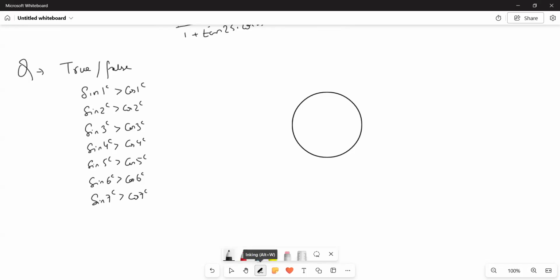So suppose we have the circle. The first three are true. The rest are false.